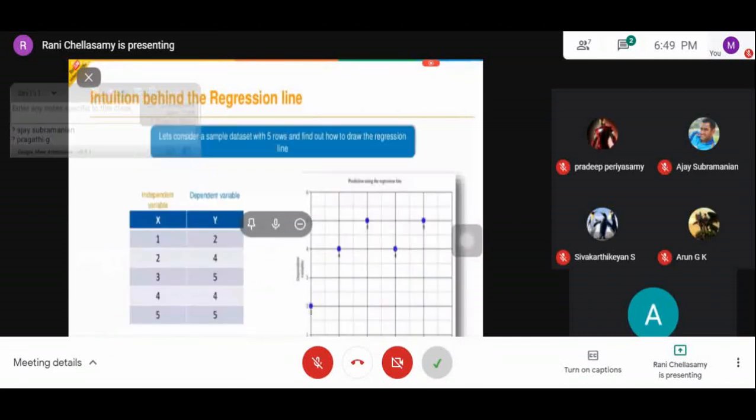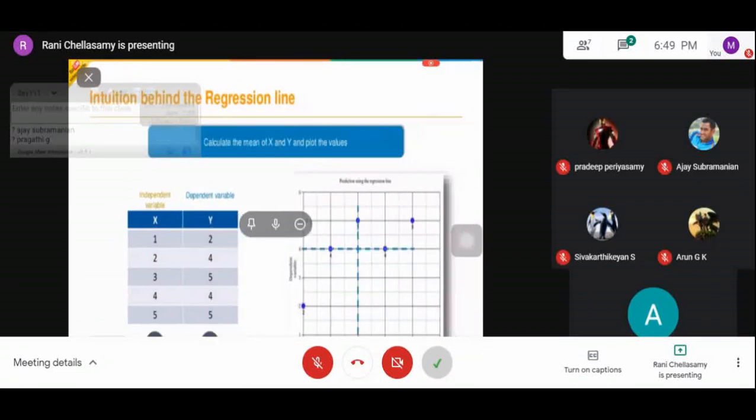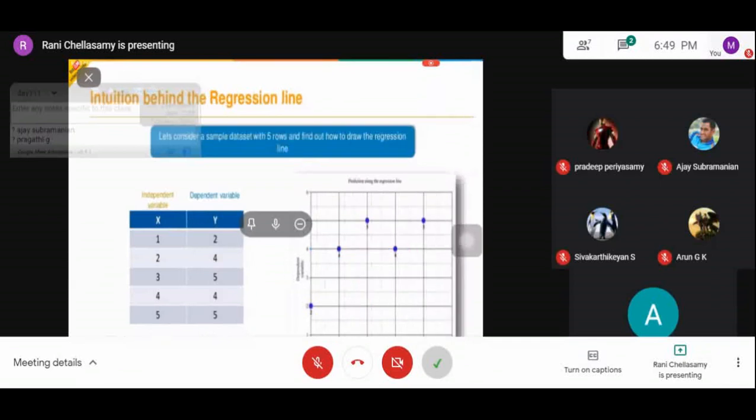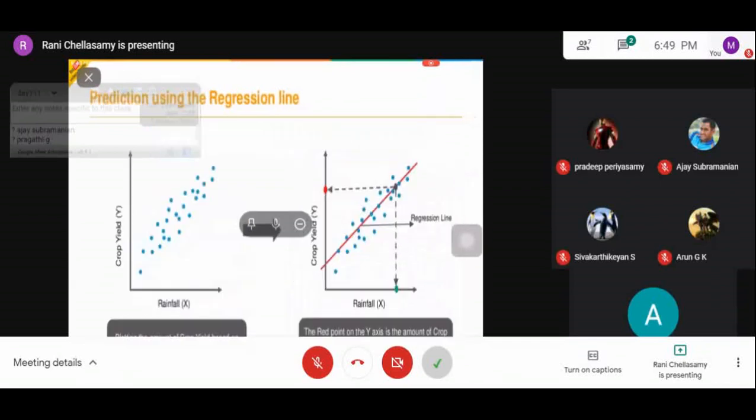Okay, let's see the concept behind this regression line. So how are we drawing the regression line? In the previous slide we have seen that a regression line is drawn between the x and y. Now, in the coming slides, we are going to see how this regression line is to be drawn.